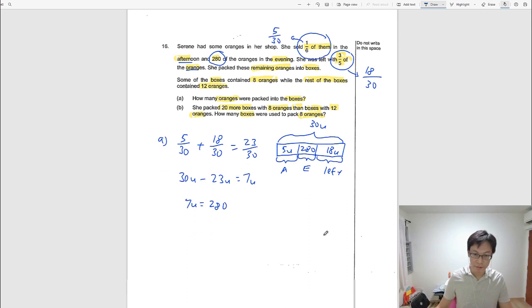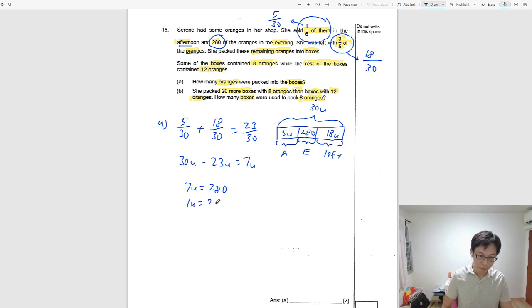Alright, so 7 units is 280. To find 1 unit, you take 280 divided by 7, you will get 40. And the question asks how many oranges are packed into the boxes. Alright, the boxes refer to the leftover, correct? She packed the remaining oranges into boxes. So to find the oranges in the boxes, we simply find 18 units. Alright, so you simply take 18 times 40. Okay, you can press your calculator and the answer for part A will be 720.